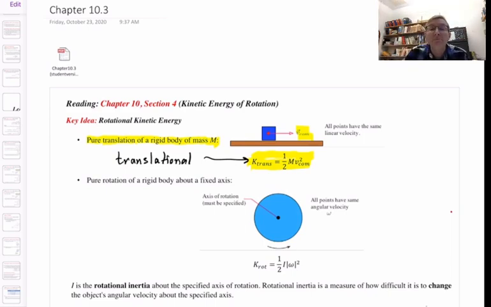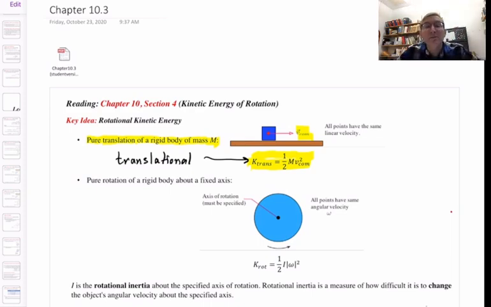It's 1/2 times the total mass, notice that's a capital M, times the magnitude of the velocity of the center of mass squared: 1/2 M total VCOM squared. And that gets you what's called the translational kinetic energy. It's important to be clear when you're talking about translation, because in the next chapter, chapter 11, we're going to see what kind of motion you get when you combine translation and rotation. So my first picture here is called pure translation. Just think of a block sliding along a line.